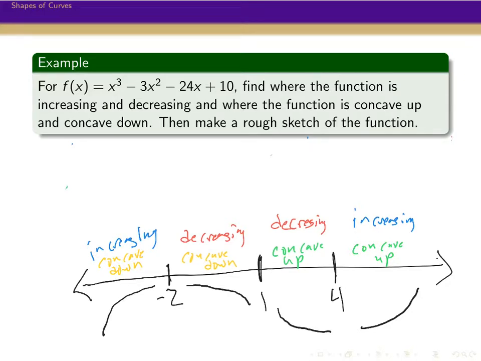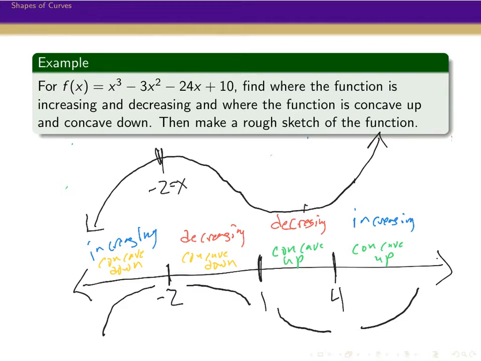And so we have, to the left of -2, it's increasing up to -2, and then it starts decreasing, and then at 4, it starts increasing again. So this is at -2. This is at x equals 4. Then in between where this concavity changes, this is at 1.